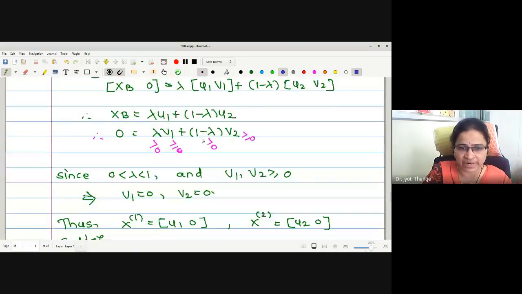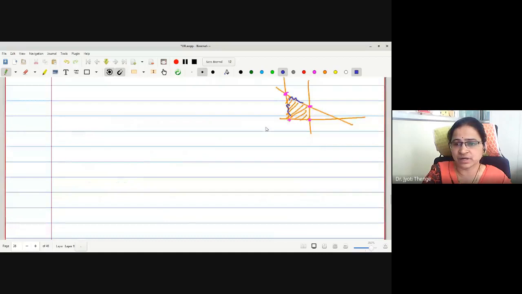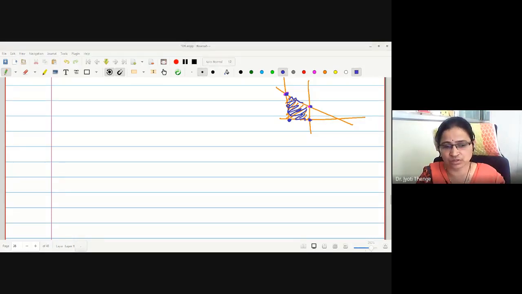Two points we have made clear: whatever feasible region we are obtaining graphically, this feasible region is a convex set, and we have proved it as a convex set. Second, we have proved that whatever is the basic feasible solution is obtained at the extreme point. At the extreme points. Is it clear to everyone?